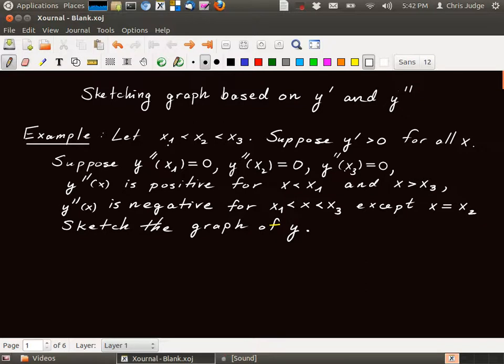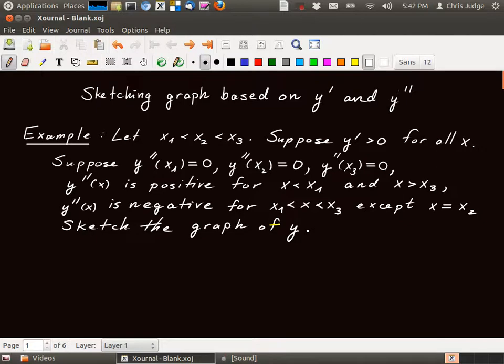We're going to be given points x1, x2, and x3 on the number line, and just making a graph based on that. Here we're going to assume that x1 is less than x2 and x2 is less than x3. Now we're going to suppose in this particular example that the first derivative is positive for all x, which means it's an increasing function.